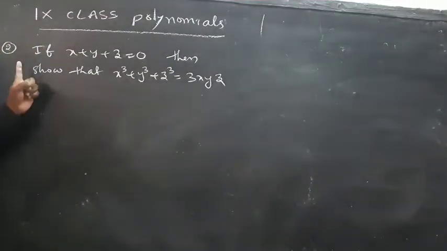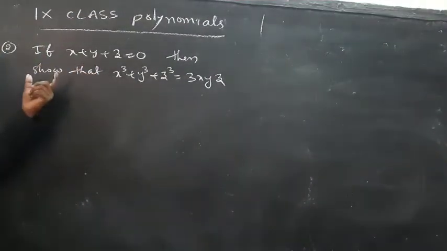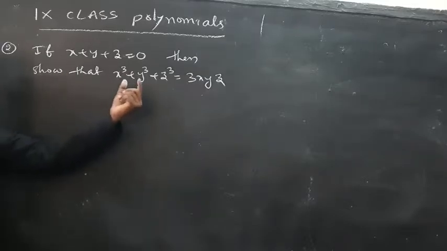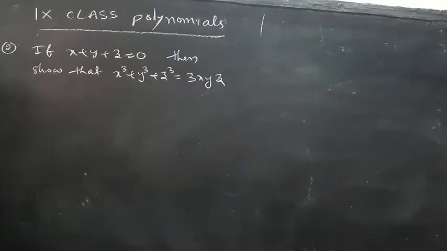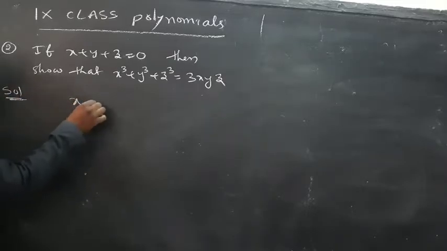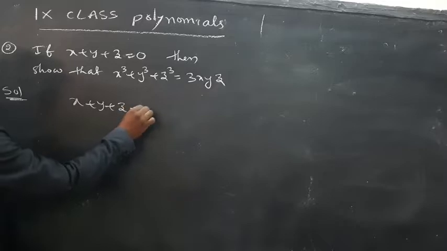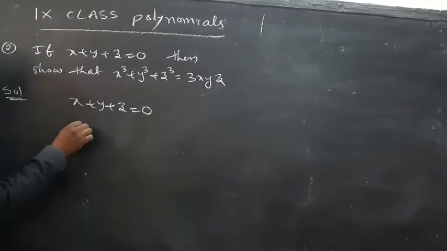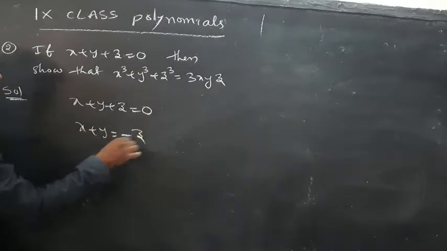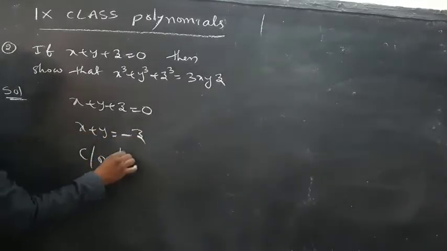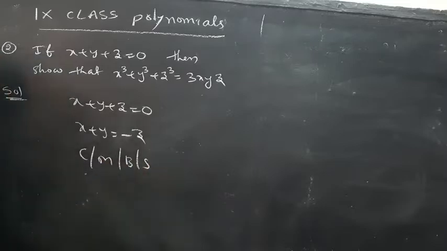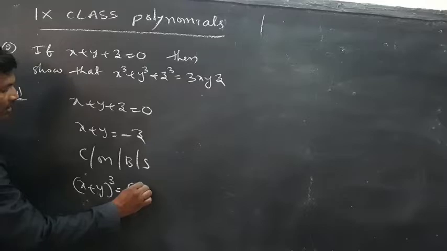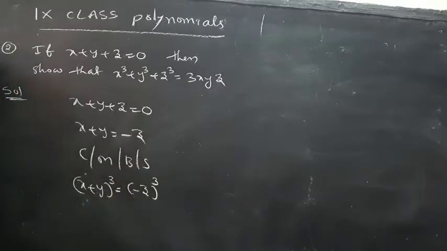Here is another question. If x plus y plus z is equal to 0, then show that x cube plus y cube plus z cube is equal to 3xyz. Solution. First, what is given here? x plus y plus z is equal to 0. So I am transposing z to the right side. What happens? x plus y is equal to minus z. Then I am cubing on both sides. Cubing on both sides means (x plus y) whole cube is equal to (minus z) whole cube.